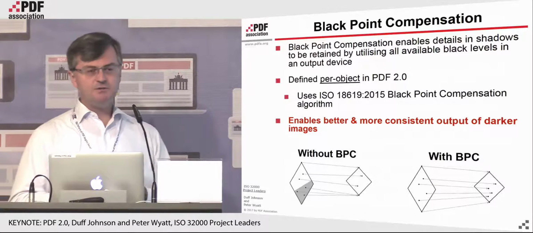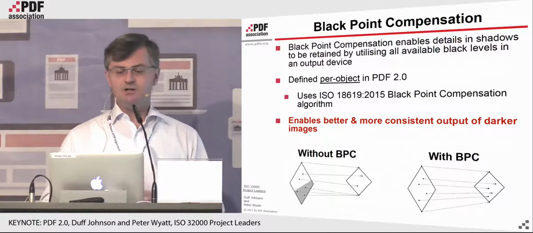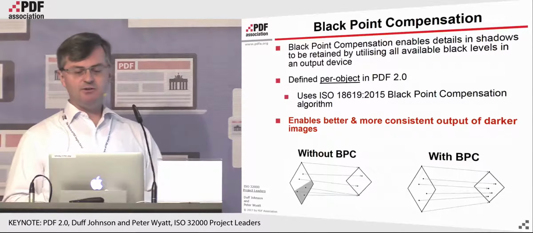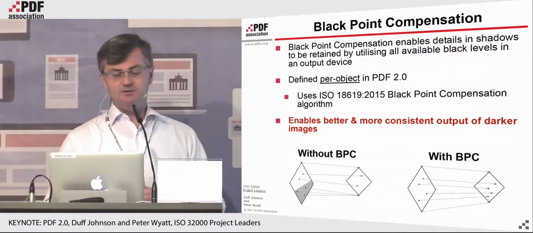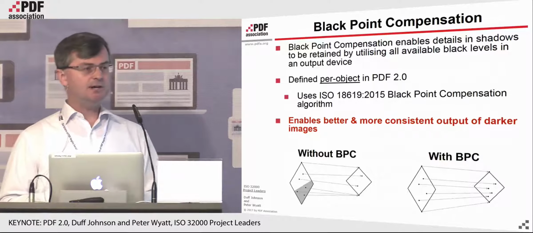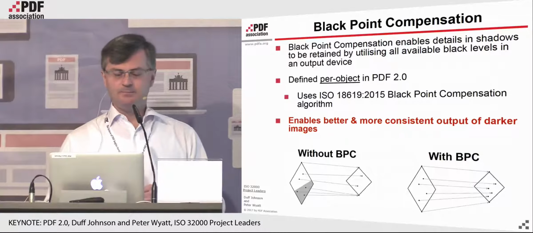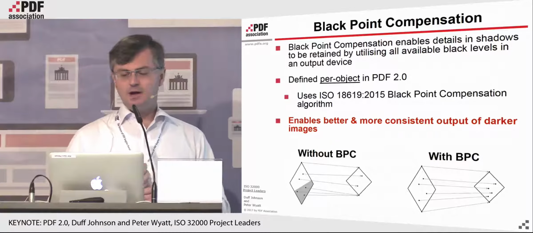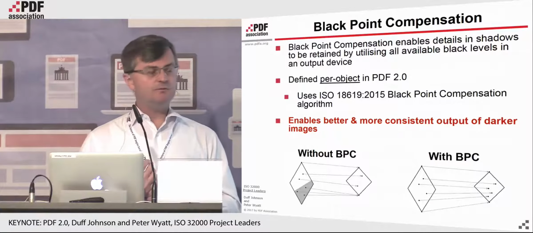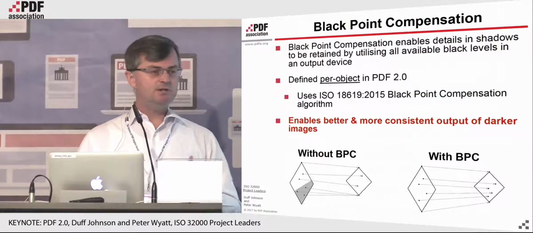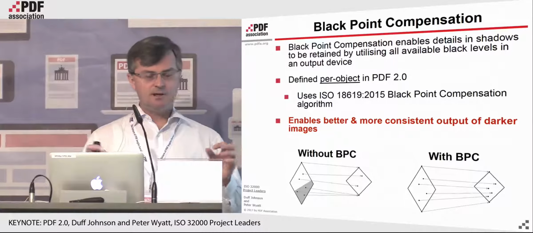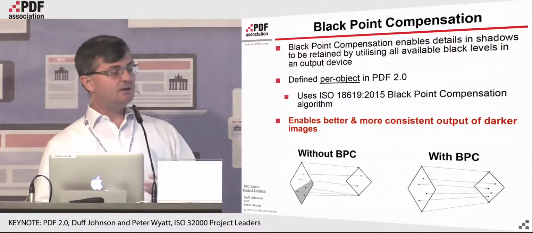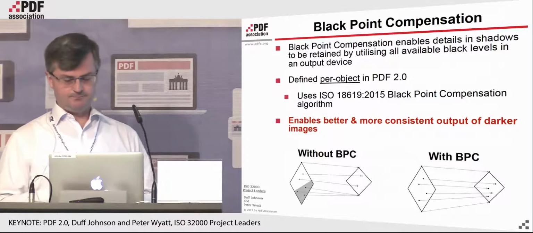Black point compensation, this is one for the print people, for people into imaging. So this enables details and shadows to be retained by utilising all available black levels in an output device. And this is defined per object in PDF 2.0. It uses another ISO standard for the black point compensation algorithm, and it should provide a better and more consistent output of darker images. Some previous implementations would have various knobs and options to do black point compensation, but now we've standardized it in the PDF file itself.